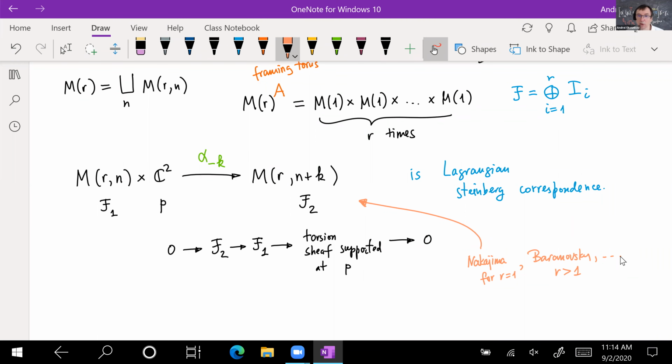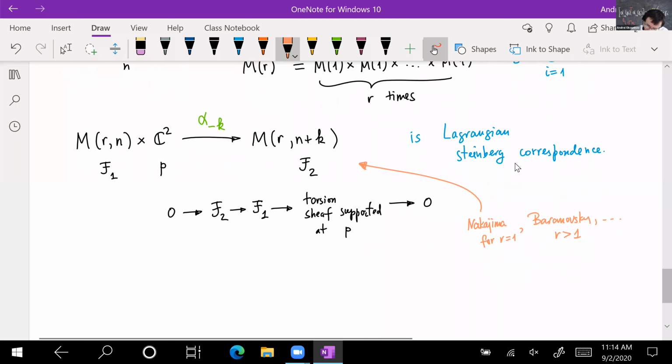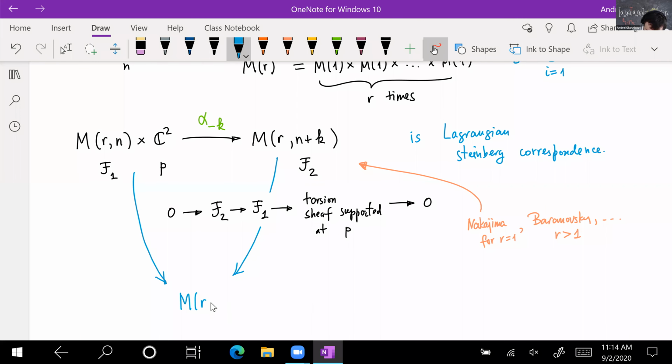In general, there's a whole machinery of correspondences like this. If you have a moduli of sheaves, you can always have this sort of correspondence. Instead of saying this is a torsion sheaf supported at the point, you can make some other wishes about the torsion sheaf, and that would be a correspondence. And so how do we see that it's Lagrangian and Steinberg? The argument is always we take it and embed into the canonical thing, namely we embed them both. I apologize, there'll be some sort of interesting topology of errors here. We put them both into M_{R+1}, with N plus K.